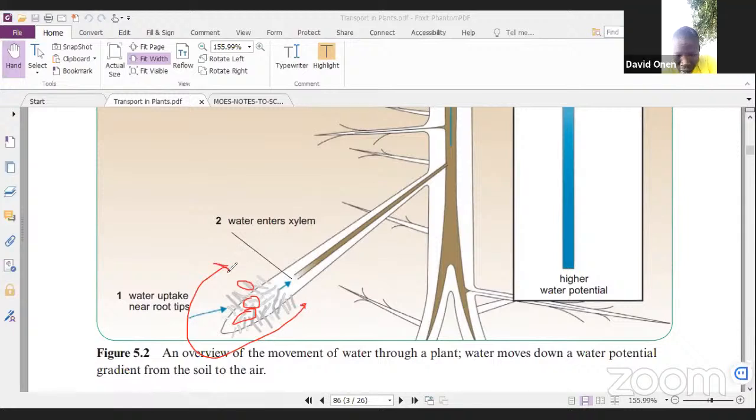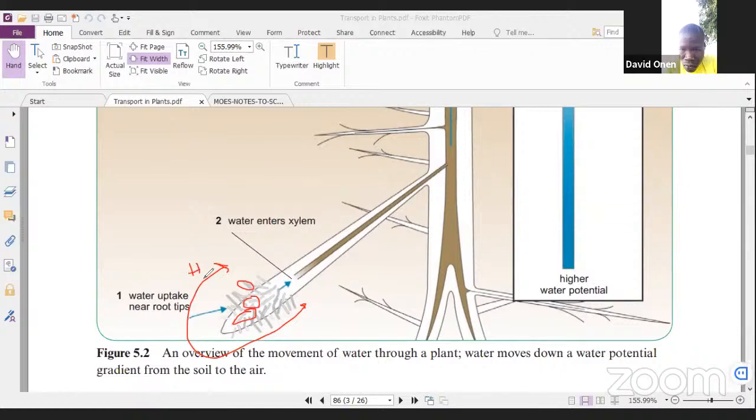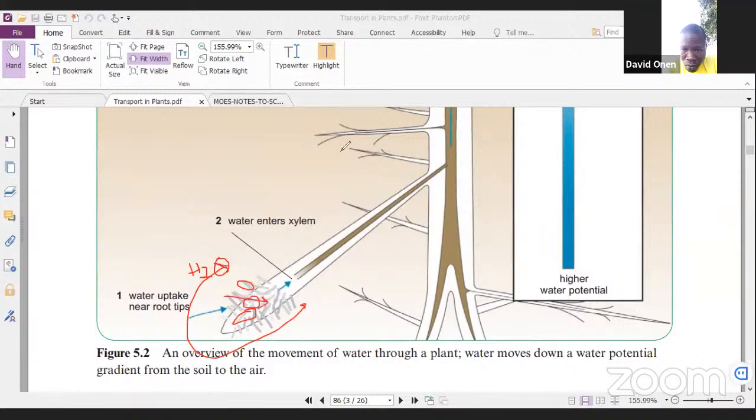And we know that by osmosis, water moves from the region of high water concentration to the region of low water concentration. There is more water here in the soil than the water in the root hairs, okay? Meaning water will move freely without need of energy into the roots. That's what happened.